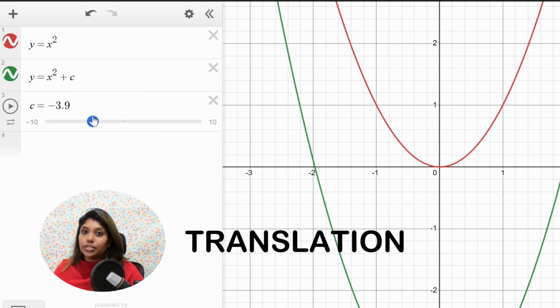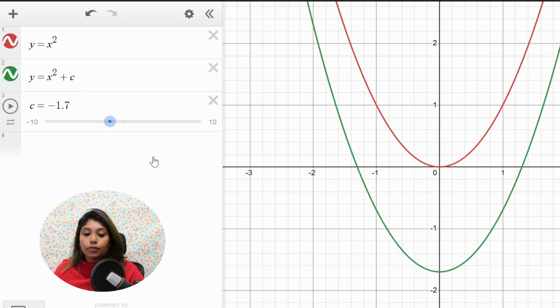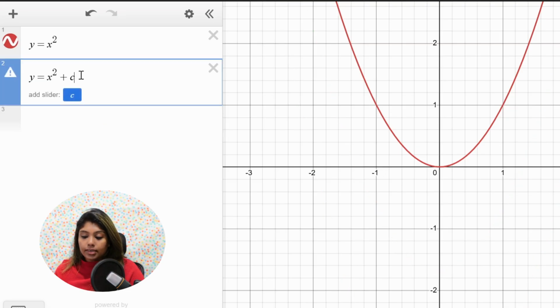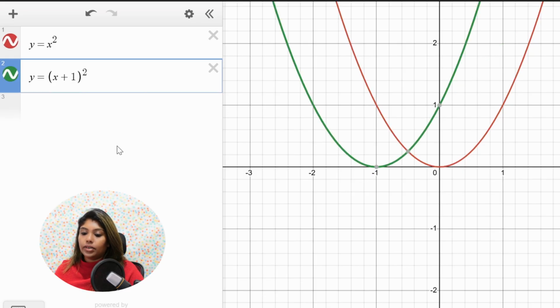Now this translation can also happen left or right. The graph can also move towards the left side of the x-axis and to the right side of the x-axis. For that, I'm going to change the x squared term to x plus 1, the whole squared. Okay, so you can now see the actual graph is the red one. The graph has now moved 1 unit towards the left. So when you added 1 here, it has moved 1 in the negative direction.